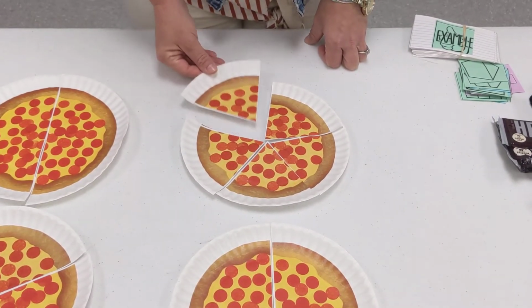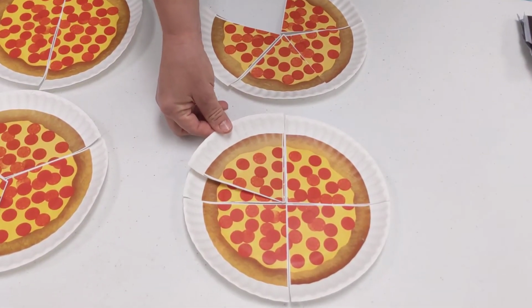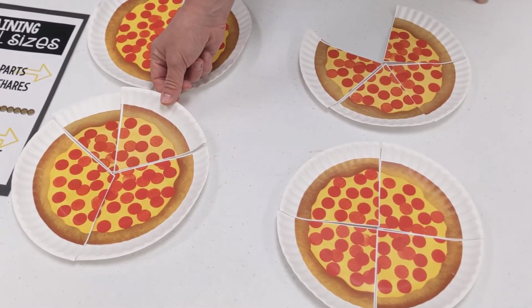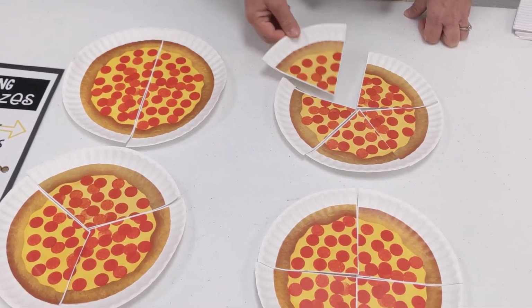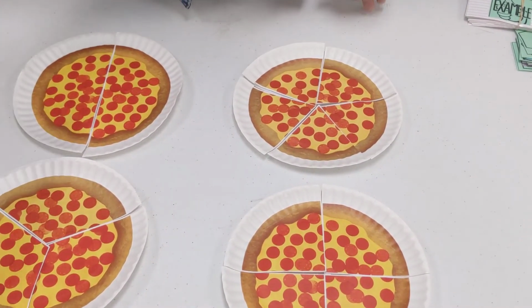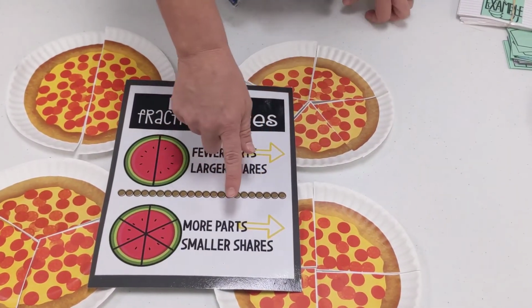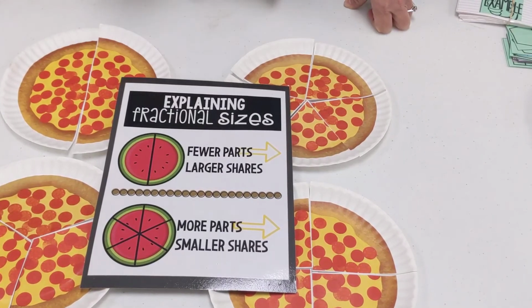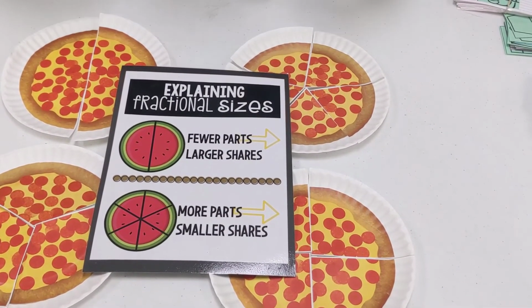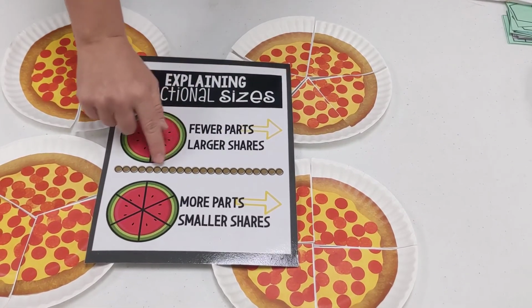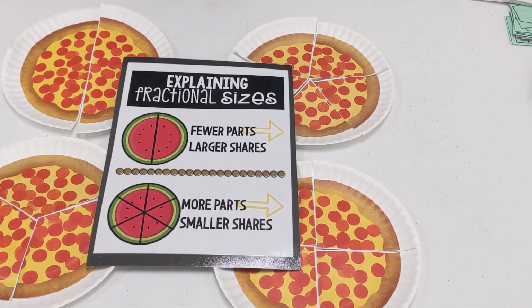Our slices, if this was my slice, would be a lot smaller because instead of being cut into 4 equal parts, or 3 equal parts, or 2 equal parts, it's cut into 5 equal parts, and so the pieces are getting smaller. So remember, the more parts there are in the whole, the smaller the shares. The share that you get to keep or that you get to eat would be a lot smaller. And the fewer the parts, the larger each piece is, each equal share.